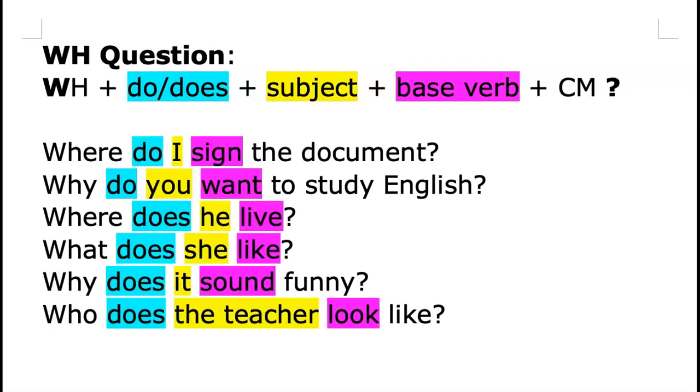Here are some examples. Where do I sign the document? Why do you want to study English? Where does he live? What does she like? Why does it sound funny? Who does the teacher look like?